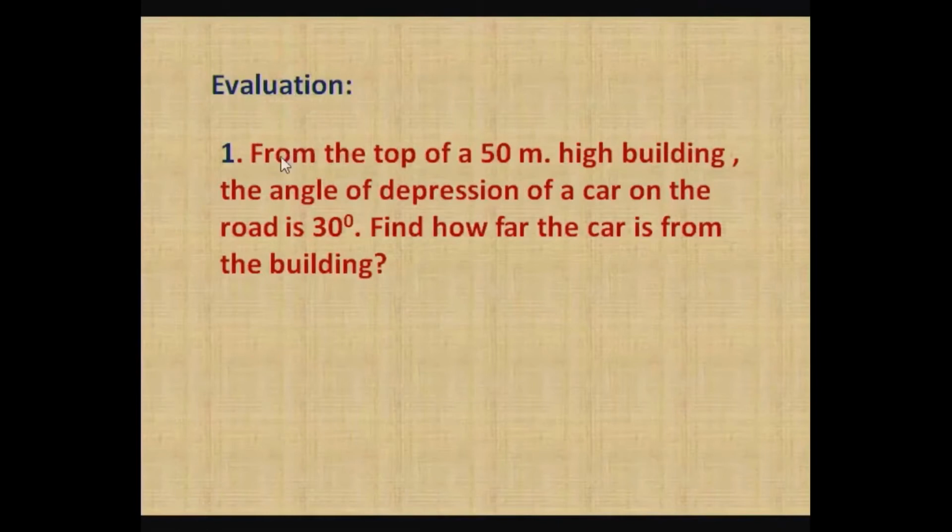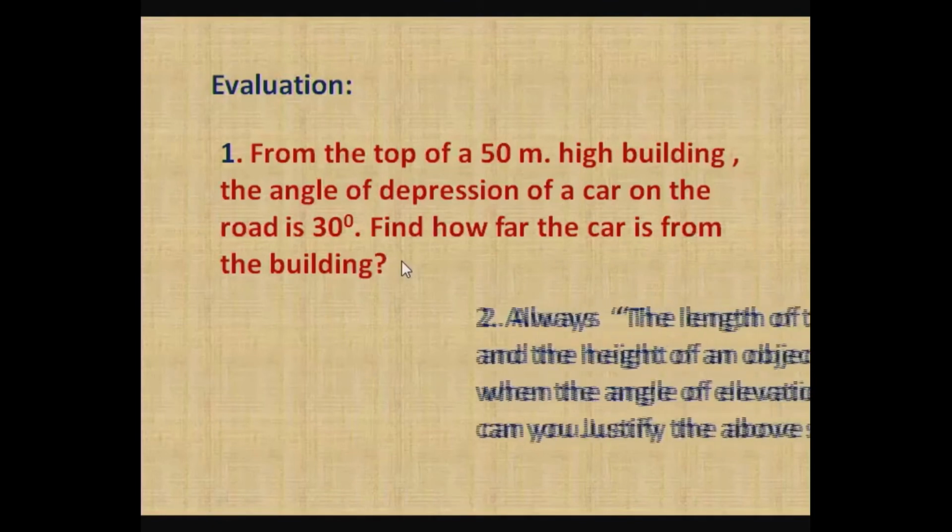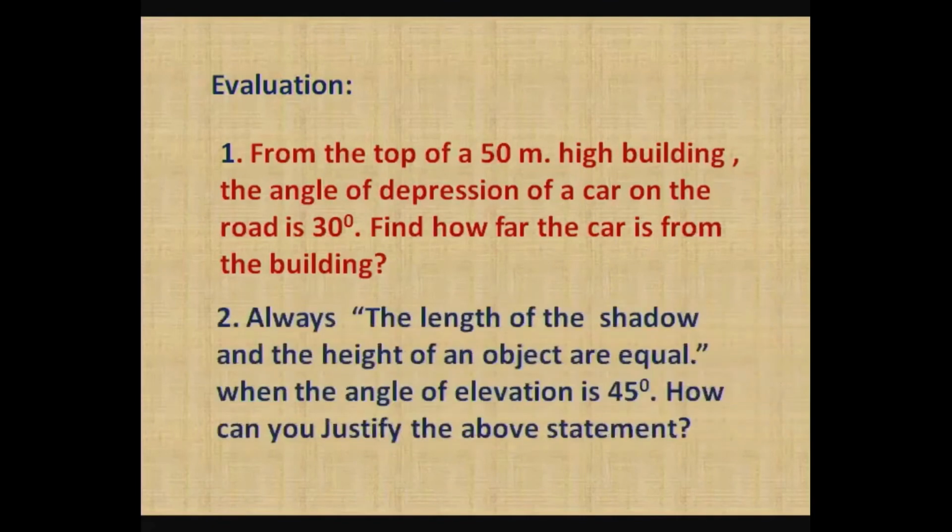Evaluation. From the top of a 50 meters high building, the angle of depression of a car on the road is 30 degrees. Find how far the car is from the building. Next one is, the length of the shadow and height of an object are always equal when the angle of elevation is 45 degrees. How can you justify the above statement?